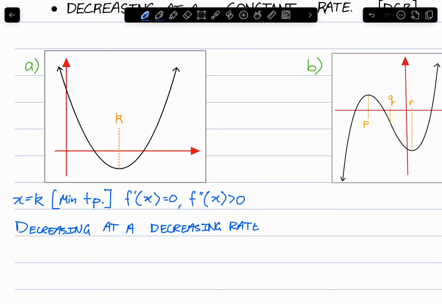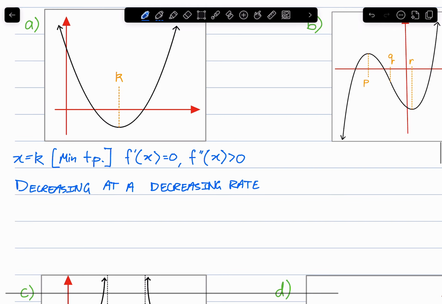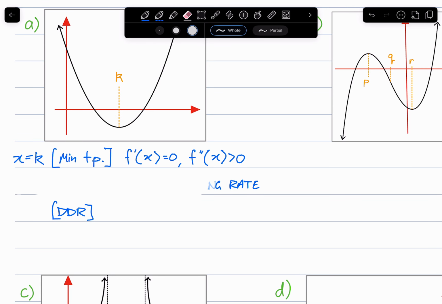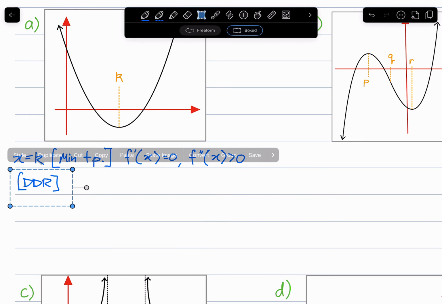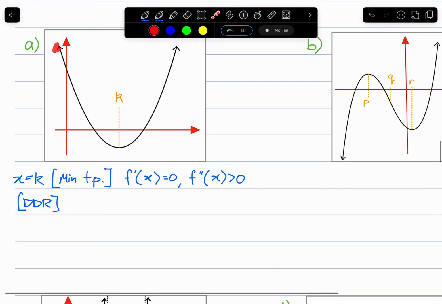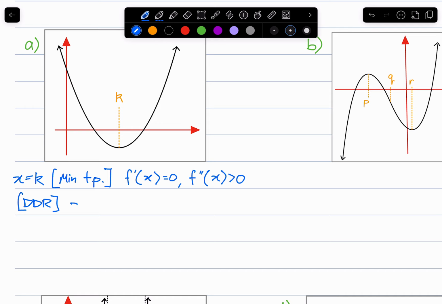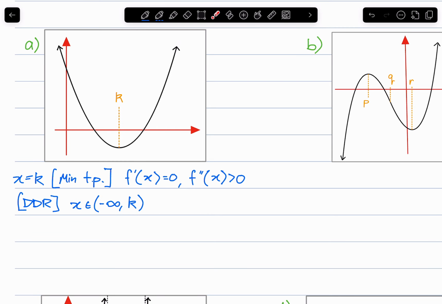And obviously this one I'm just going to write as decreasing rate. Let's write the domain that this is found in. The domain that this is found in is from negative infinity up until k. So the domain for this is x is a member of negative infinity up to k, but not including k, because k is a minimum turning point.